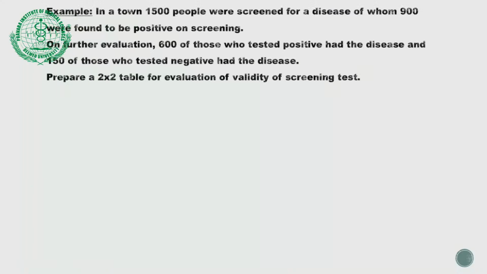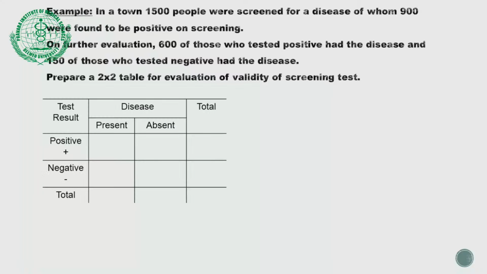Now this is the example. In a town of 1500 people who were screened for a disease, of whom 900 were found to be positive on screening. On further evaluation, we found that 600 of those who were positive actually had the disease, and 150 of those who had tested negative also had the disease.